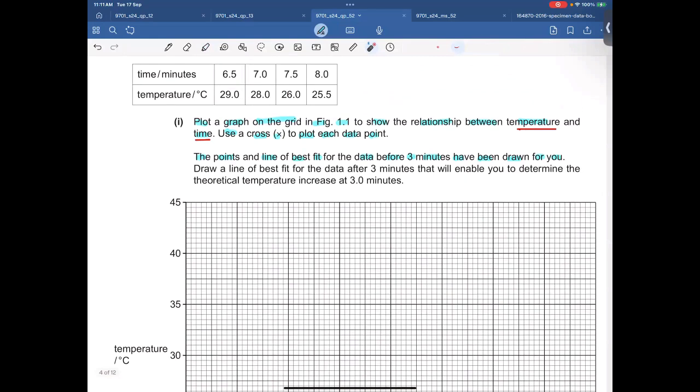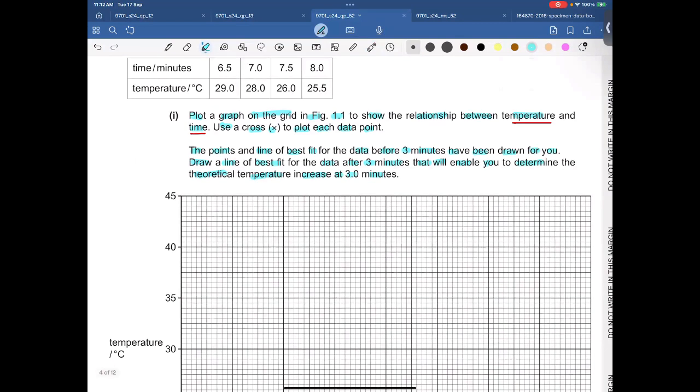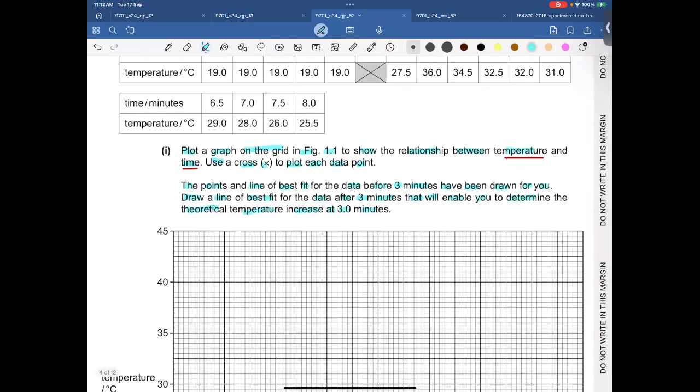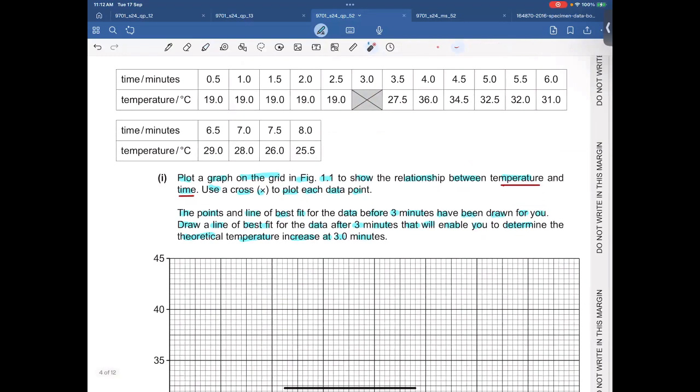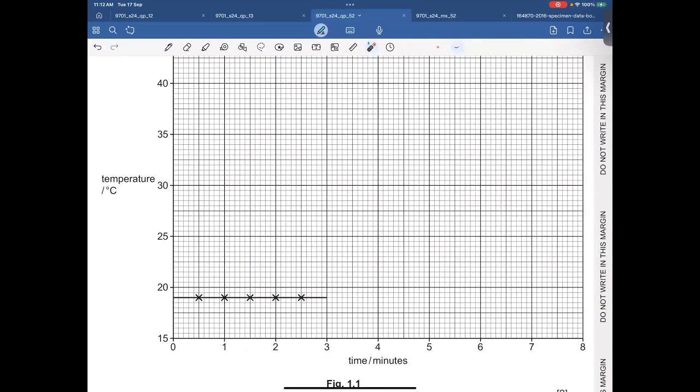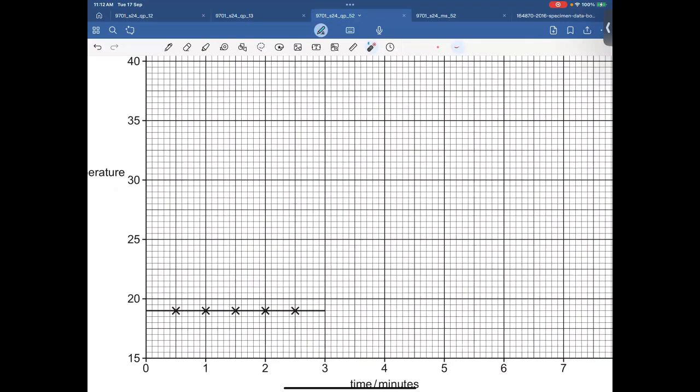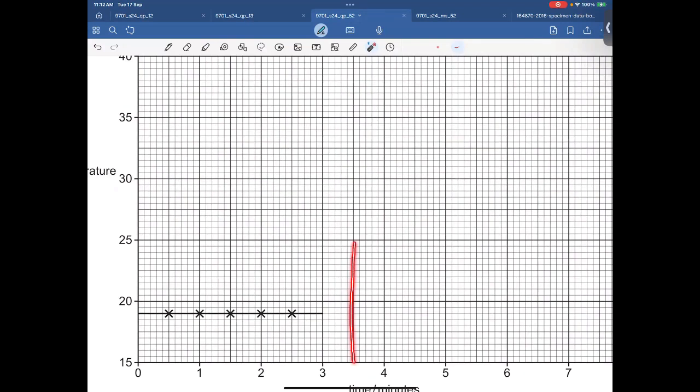All right. Draw a line of best fit for the data after 3 minutes that will enable you to determine the theoretical temperature increase at 3 minutes. Okay. So I have to plot the points. So at 3, there is no point given, but at 3.5, we have 27.5. 3.5 is here. 25, 26, 27, 27.5. Okay, somewhere around here.